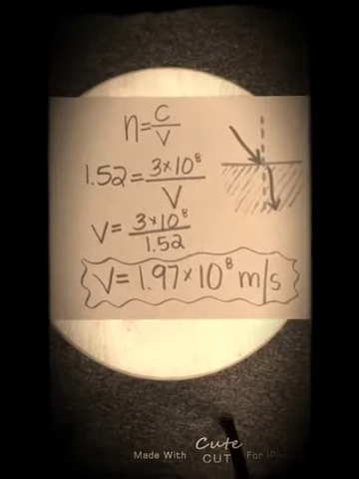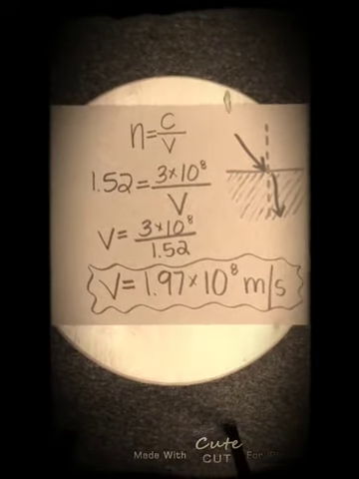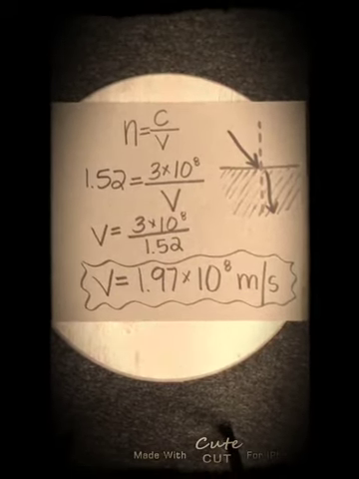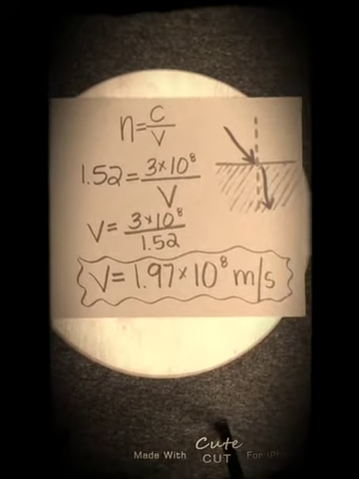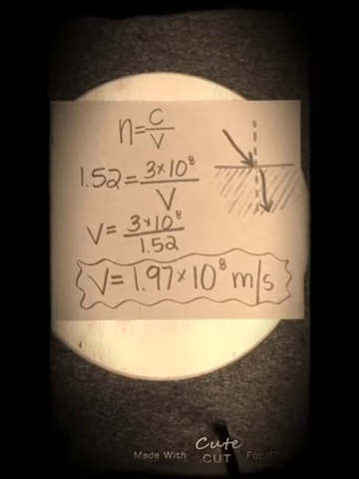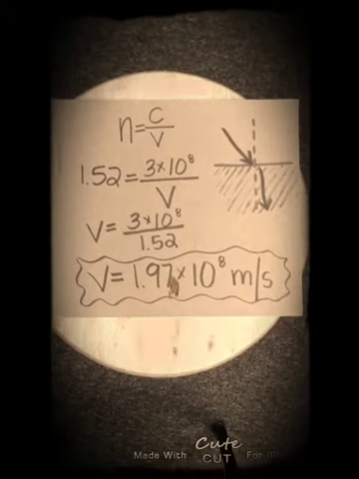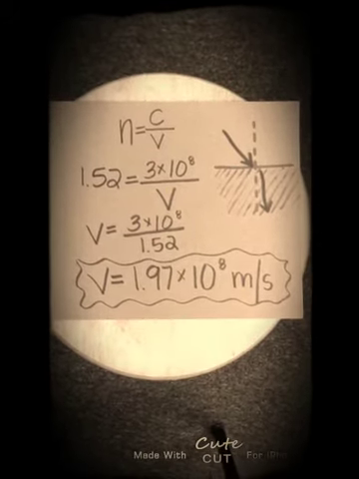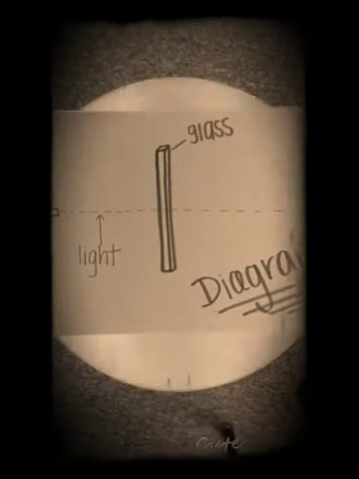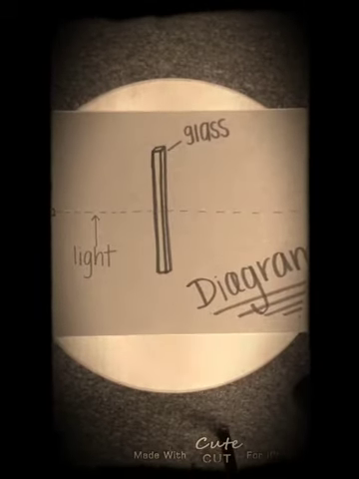Plugging in the numbers for the equation, n equals 1.52, which equals c, 3 times 10 to the 8th, divided by v. Rearranging the equation, we get v equals 3 times 10 to the 8th divided by 1.52. Solving this, we get a velocity of 1.97 times 10 to the 8th meters per second. This is a diagram of how the light travels through the glass with the index of refraction of 1.52.